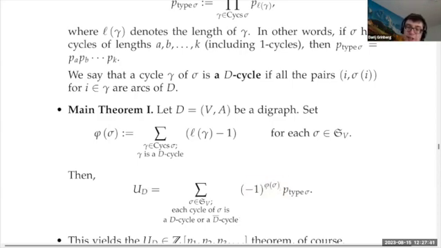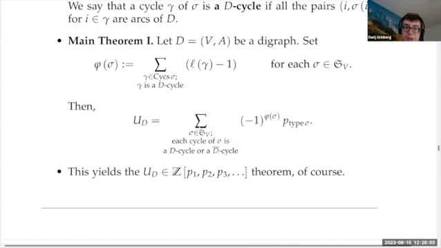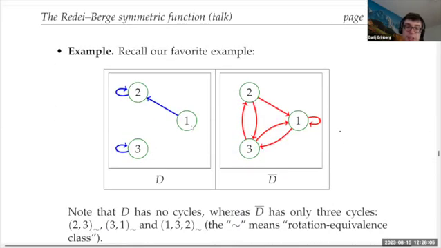Now, what is the sign? Let me say it again, let me simplify it a bit. The sign is determined by the number of even length cycles of sigma that are D cycles. I invite you to ignore the sign for the time being, and just look at a few examples.